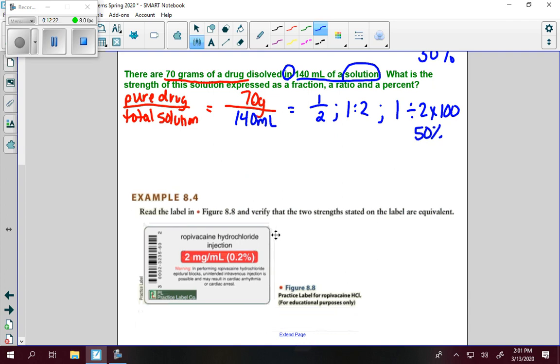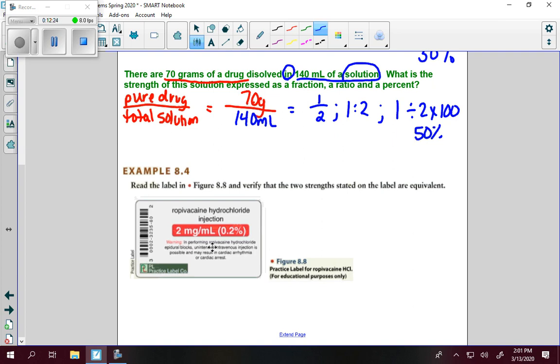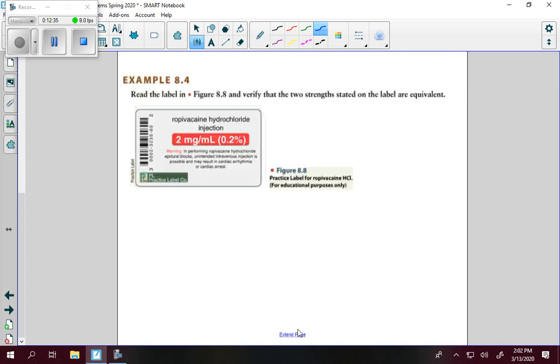So the last thing that I want to show you on this page is a lot of times in medicine labels you'll see this strength written as a fraction, and then you'll see in percent or in parentheses it written as something different. If I were to be given an order in milligrams, I would use this. And if I were to be given an order in grams, I would use the 0.2%, because 0.2% really represents 0.2 grams, because it's a percent, out of 100 milliliters.